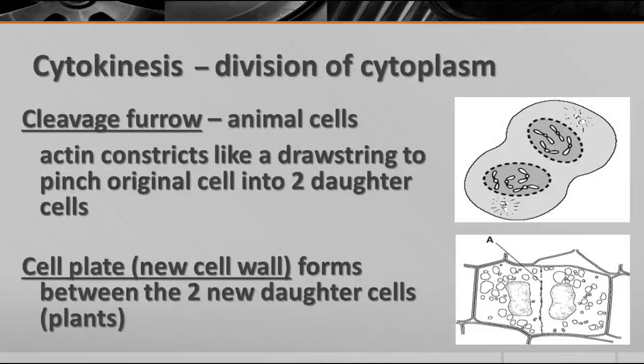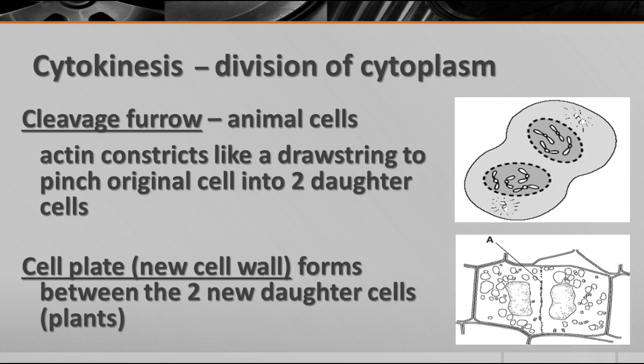Now, the process of cytokinesis is not really a phase of mitosis. It happens right at the end of telophase or immediately following telophase. And it happens differently in plant cells and animal cells. In animal cells, you have the development of something called a cleavage furrow. Basically, this is kind of a pinching in of the cytoplasm to separate the cytoplasm into two separate cells. It happens because there are some fibers called actin. These are protein fibers that can contract or constrict, and they basically pull past each other, kind of like a drawstring, to pinch the original cell into two daughter cells.